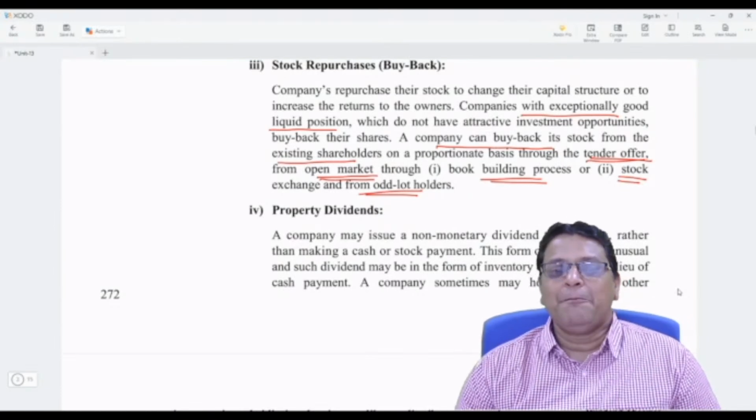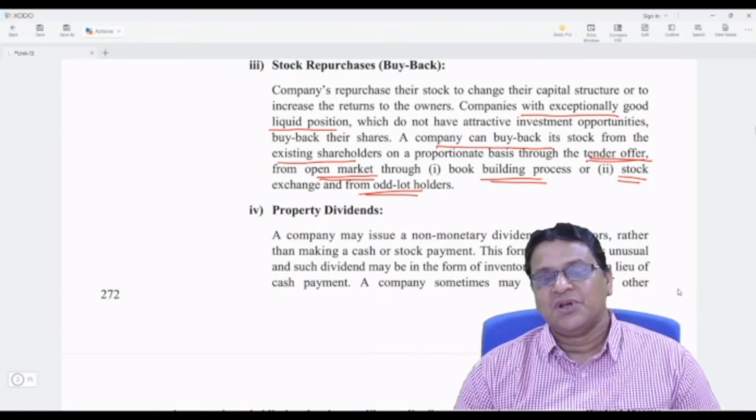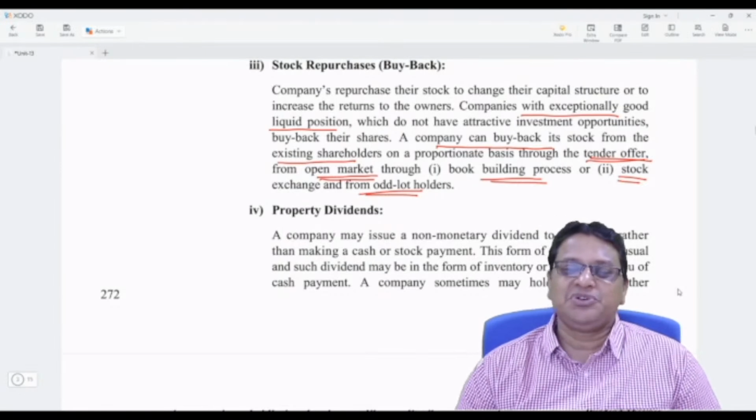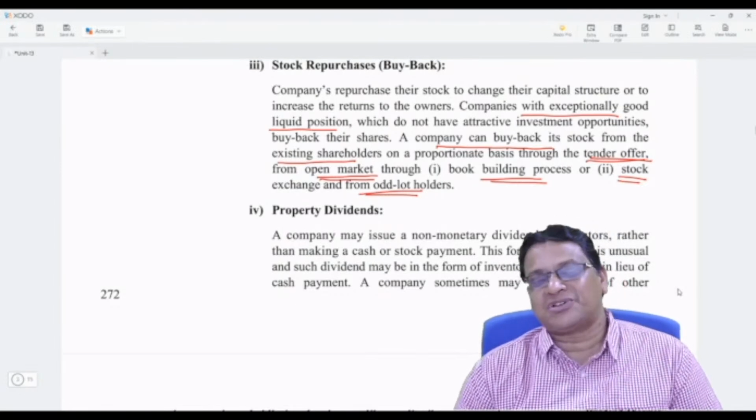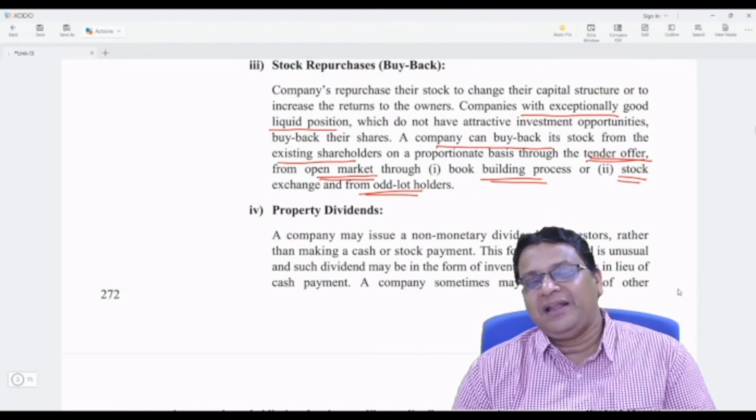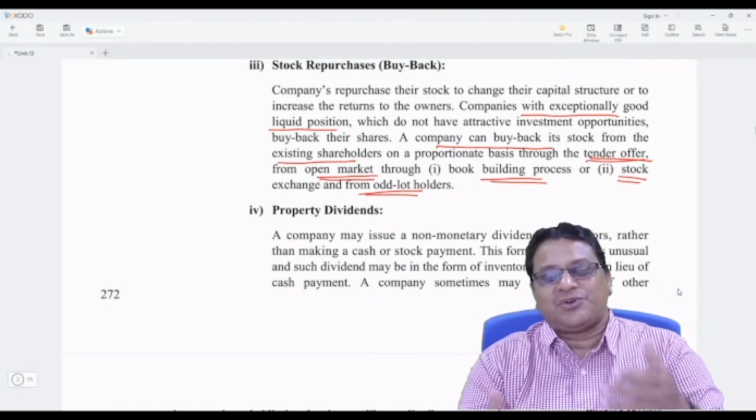Similarly, the company can give an offer to the odd lot shareholders. What are odd lot shareholders? Suppose you have purchased 112 shares. So here 12 is the odd lot. If you want, you can give these 12 shares back to the company.